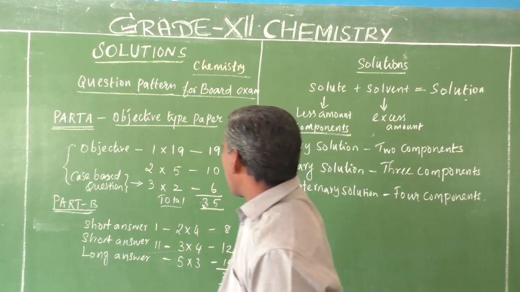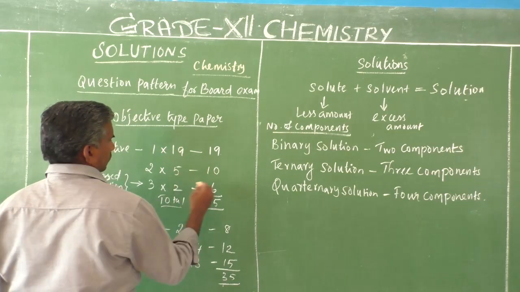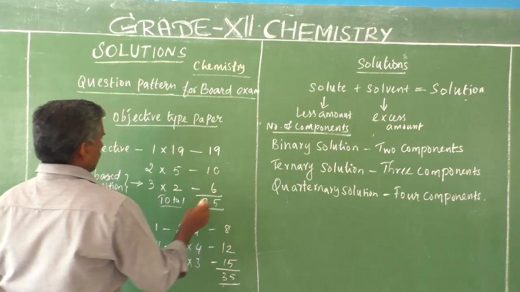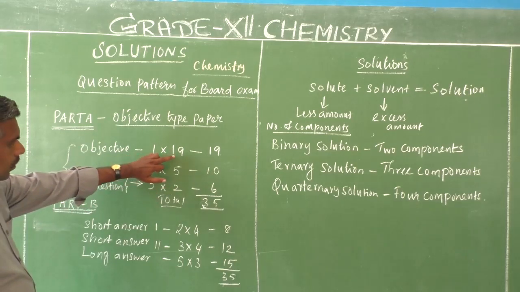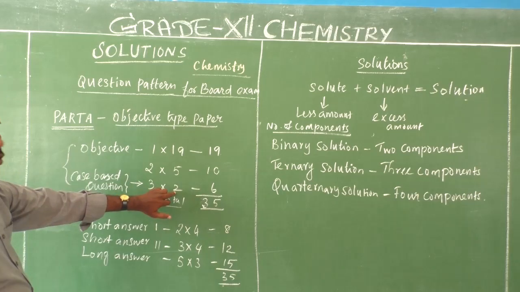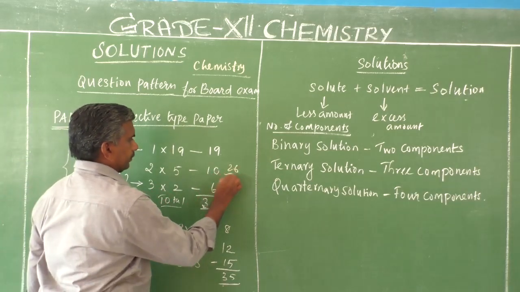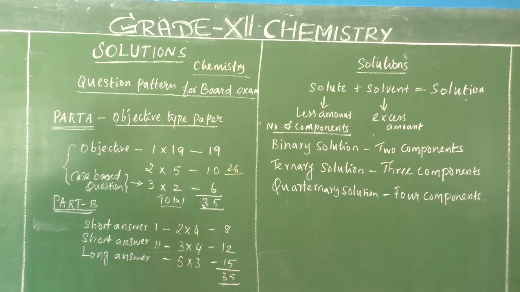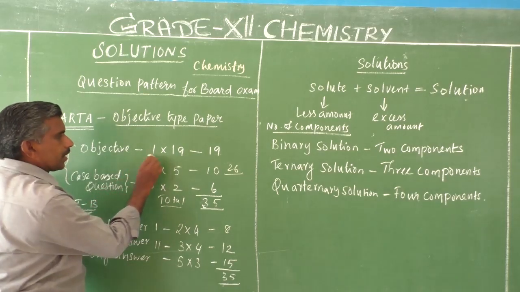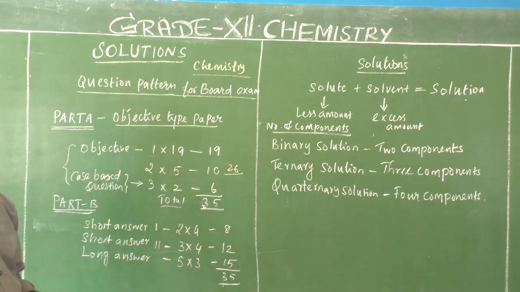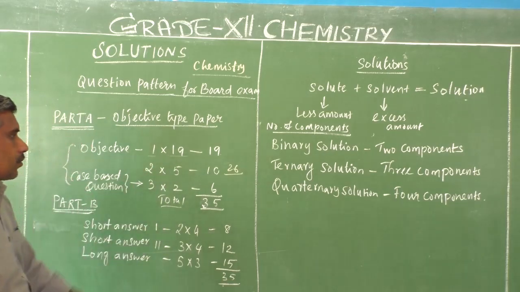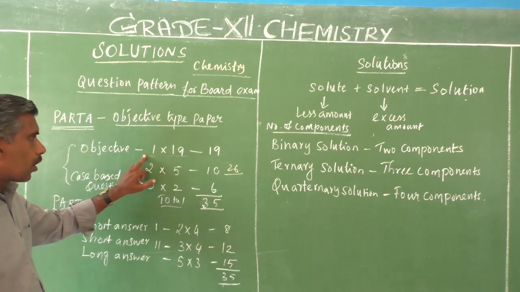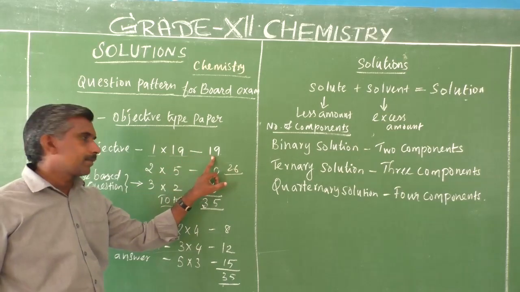Here, the total number of questions is 26. First, 1 mark questions: MCQ or assertion or many types. The total number of such questions is 19, and each question carries 1 mark, so that is 19 marks.